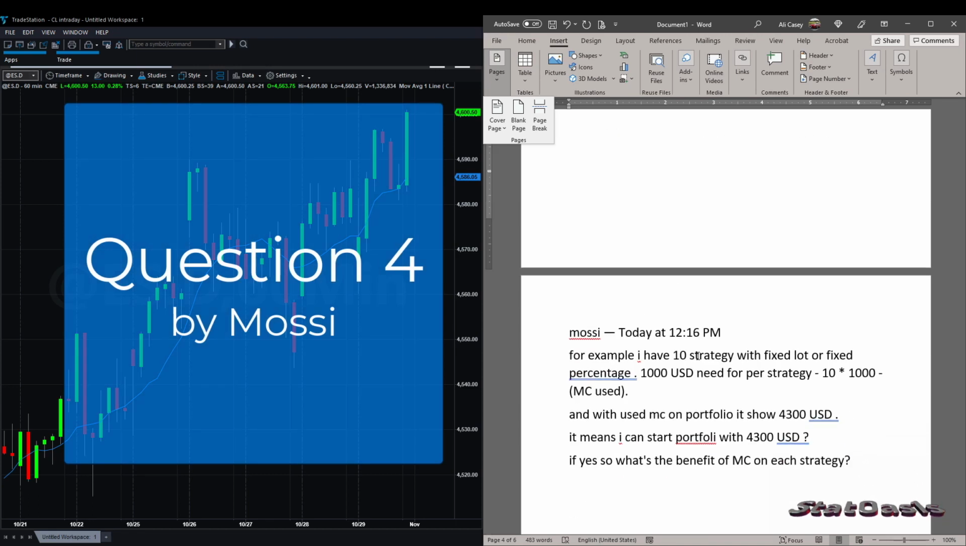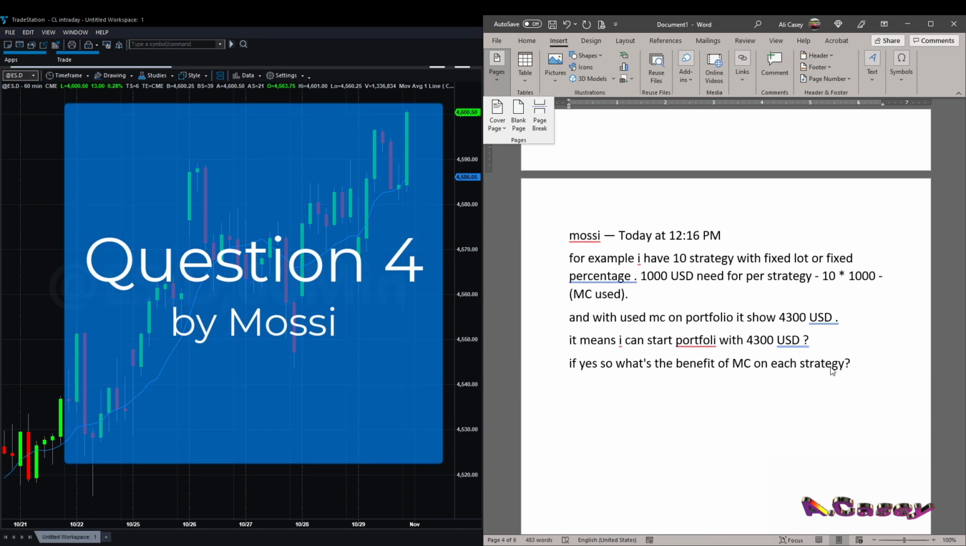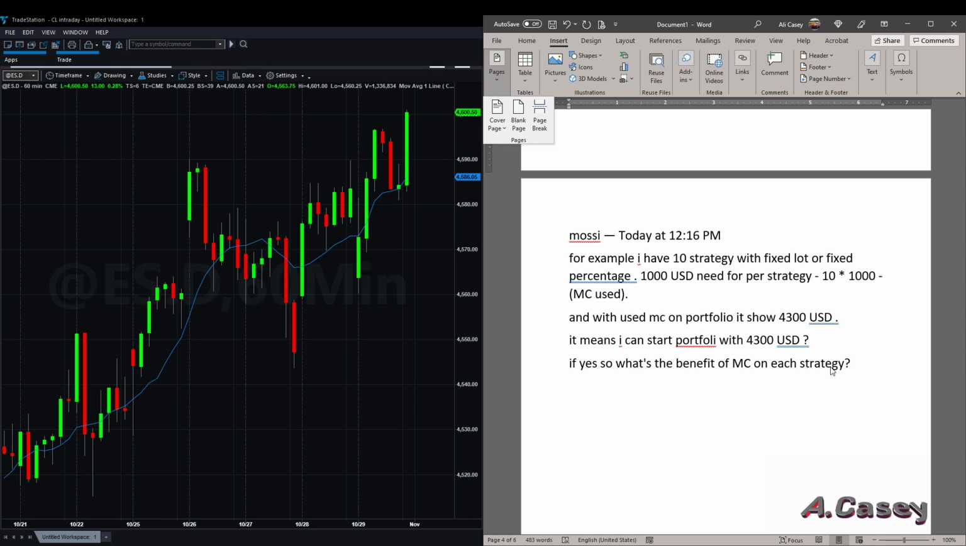Okay, so we did this one. And then Mozy, for example, says: I have 10 strategies with fixed lot or fixed percentage. $1,000 is needed per strategy, and with Monte Carlo on the portfolio it shows 4,300. Meaning I can start the portfolio with 4,300. So Monte Carlo will not work on the portfolio in SQX. So you need to bring all 10 strategies.